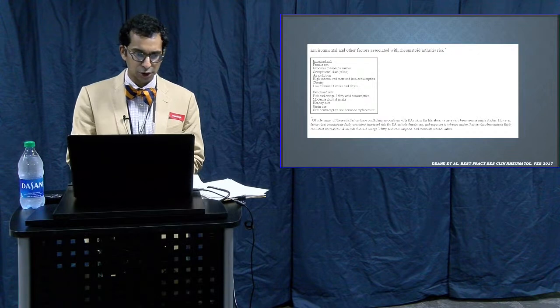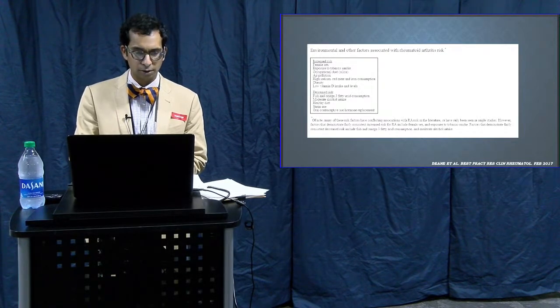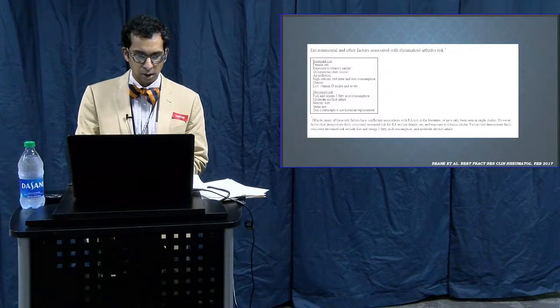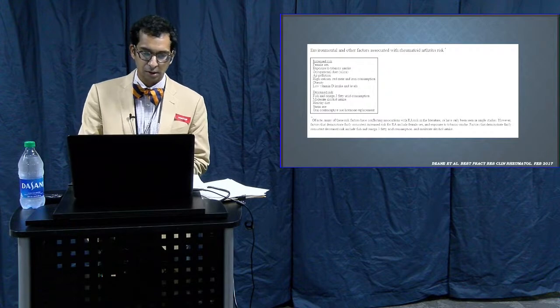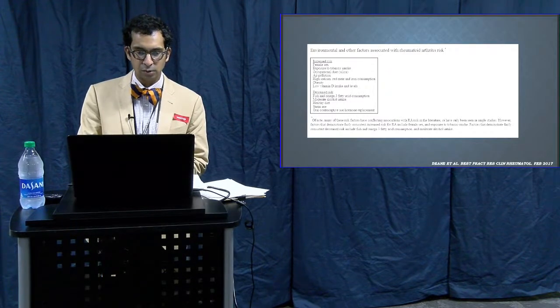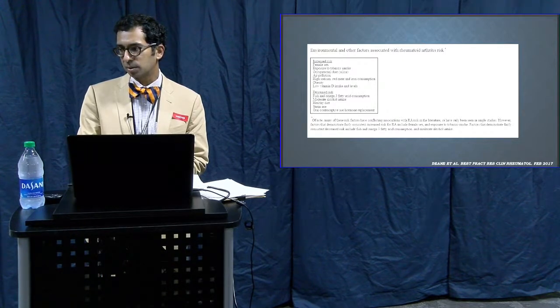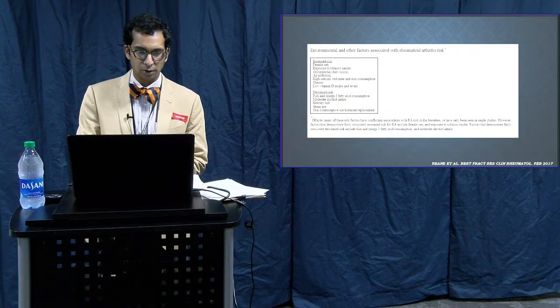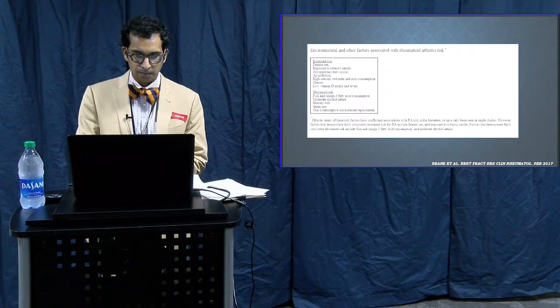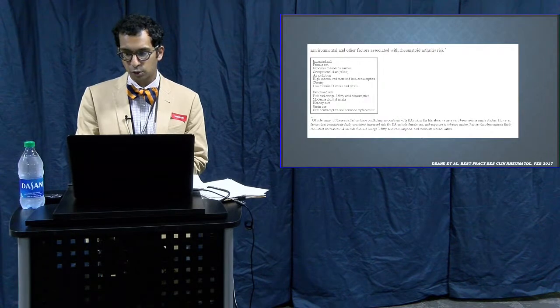Here is a table again which just shows some of the environmental factors associated with rheumatoid arthritis, and as I mentioned, one of these is exposure to tobacco smoke. It's important to note that a lot of these factors have conflicting associations, and so they've only been studied in small studies or single studies. But I think it's fair to say that exposure to tobacco smoke is well described, and most people are fairly convinced that it is a risk factor for rheumatoid arthritis. In terms of the opposite, decreased risk, fish consumption and omega-3 fatty acid consumption has been shown to be associated with a lower risk of rheumatoid arthritis.